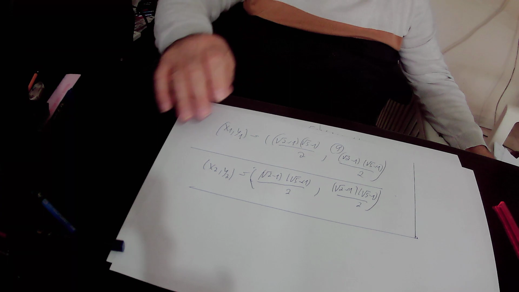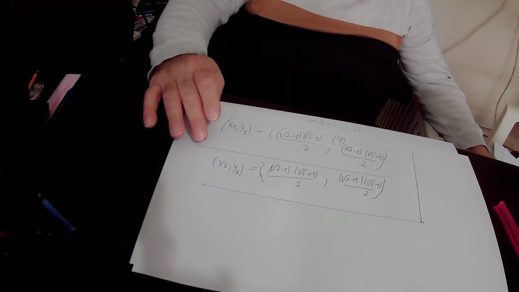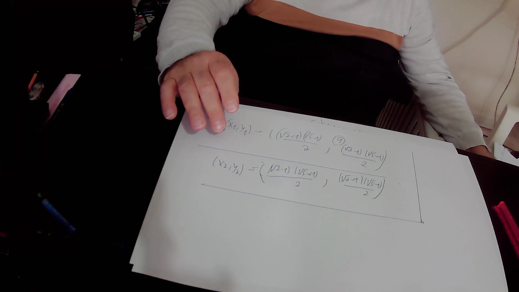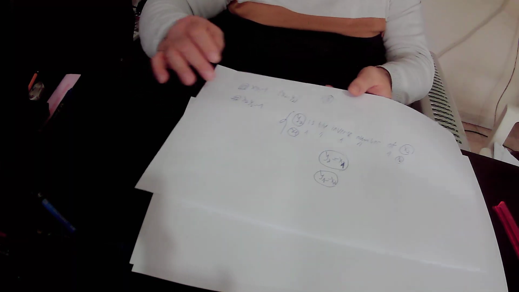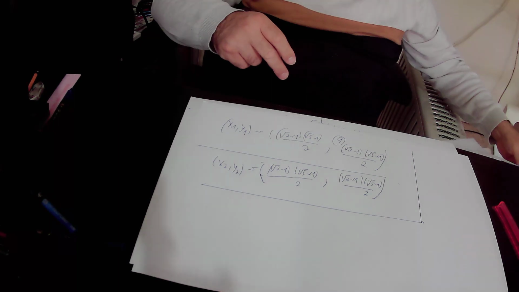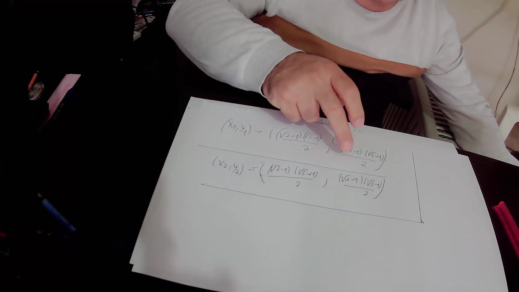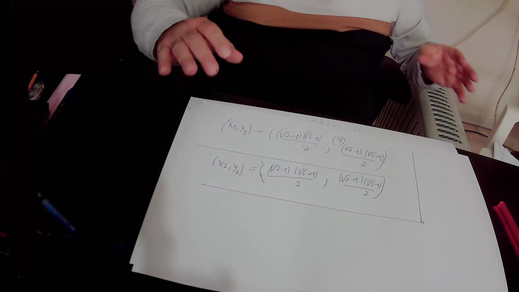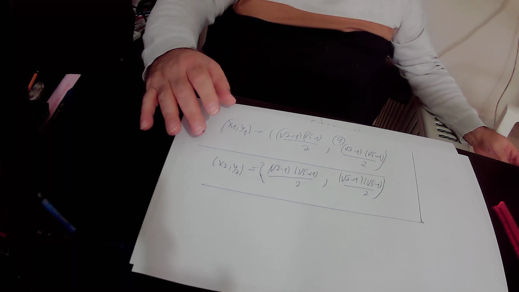And the second solution to the question is x2, y2. x2 equals square root of 2 minus 1 times square root of 5 plus 1 over 2. And y2, we have already found out that y2 equals x1. So y2, that equals x1, equals square root of 2 plus 1 times square root of 5 minus 1 over 2. So those are the two solutions to the question.